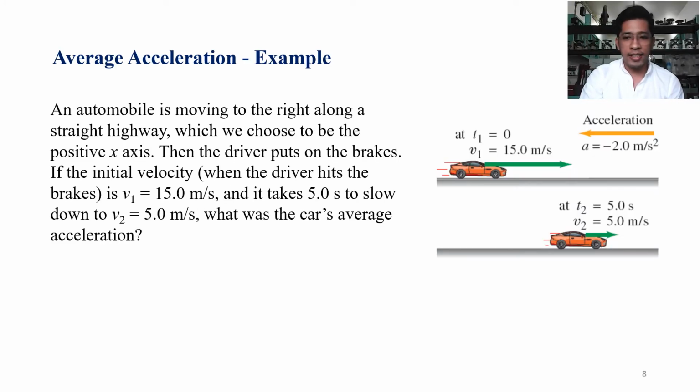For now, let us have an example on the average acceleration. An automobile is moving to the right along a straight highway, which we chose to be the positive x-axis. Then, the driver puts on the brakes. If the initial velocity when the driver hits the brakes is 15 meters per second, and it takes 5 seconds to slow down to a velocity of 5 meters per second, what was the car's average acceleration?